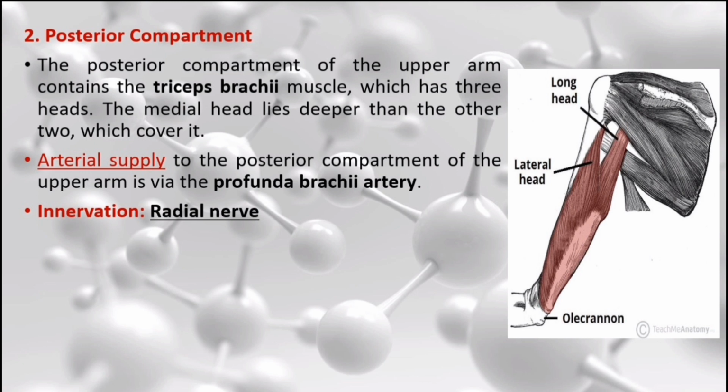Innervation: radial nerve. A tap on the triceps tendon tests spinal segment C7. Note: in some individuals, the long head of the triceps brachii is innervated by the axillary nerve.